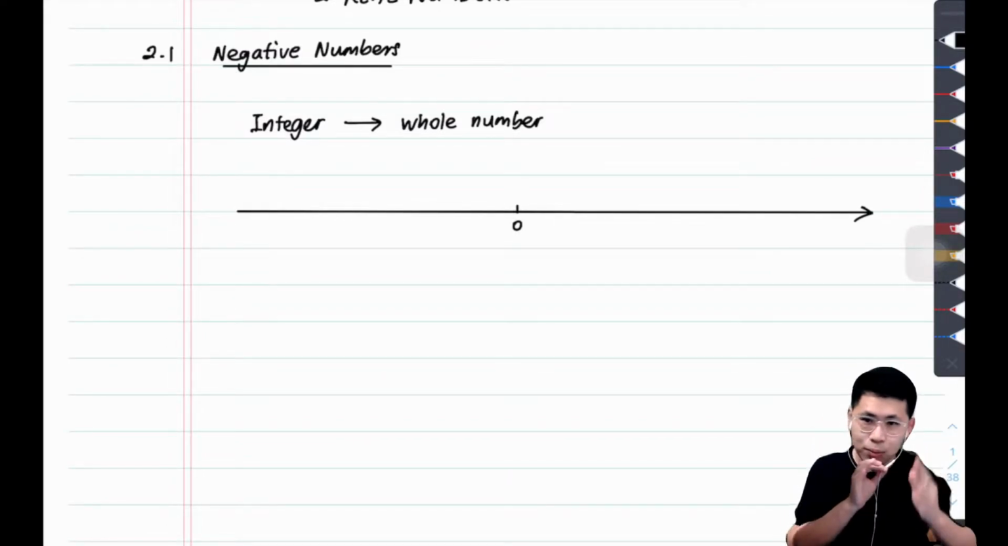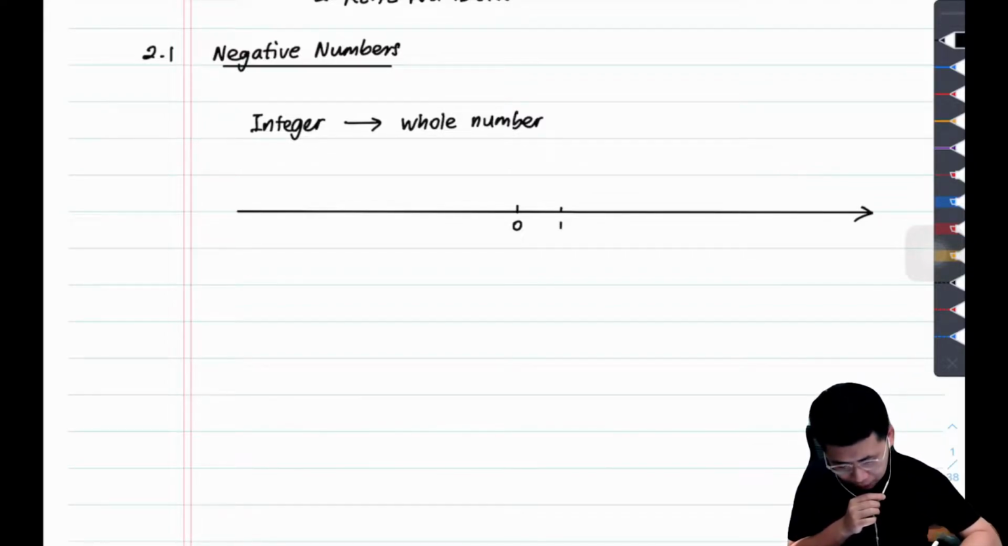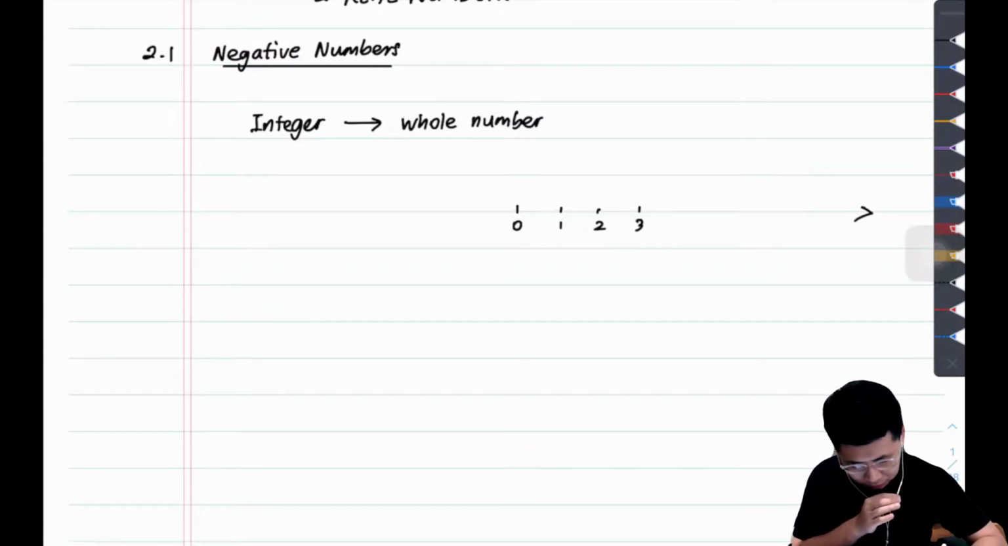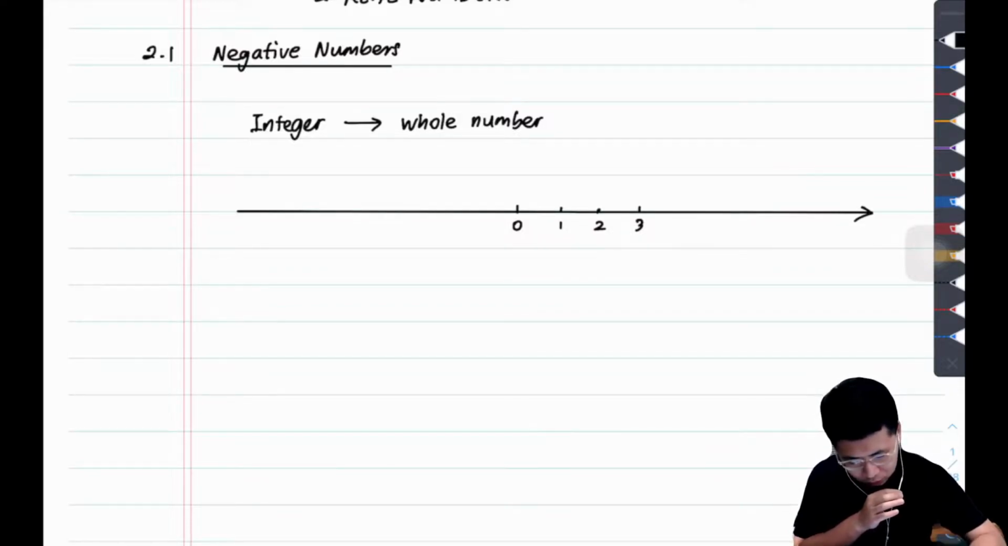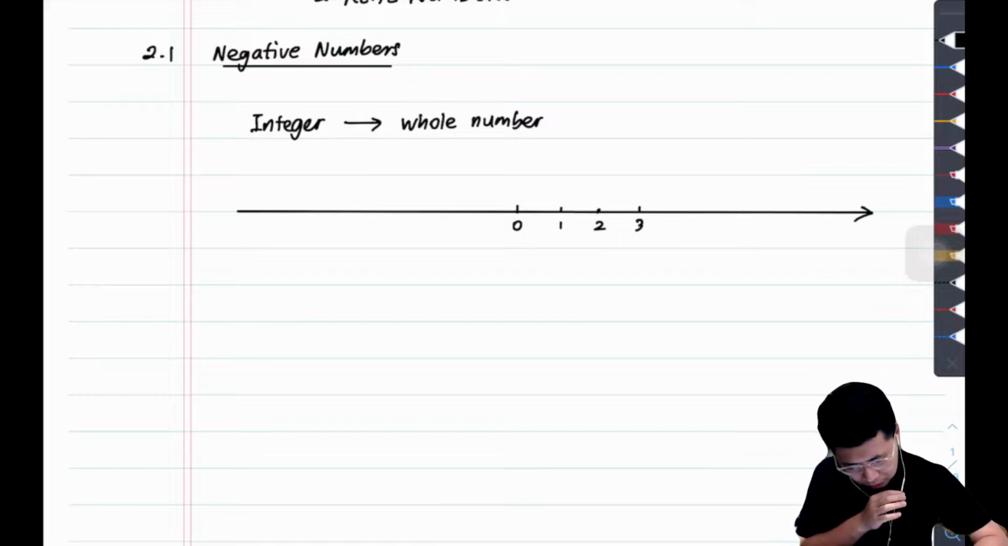So how do I build whole numbers? We start at 0. We go to 1. What is next after 1? 2. Next would be 3. After 3 would be 4. After 4 would be 5. After 5 would be 6. After 6 would be 7.